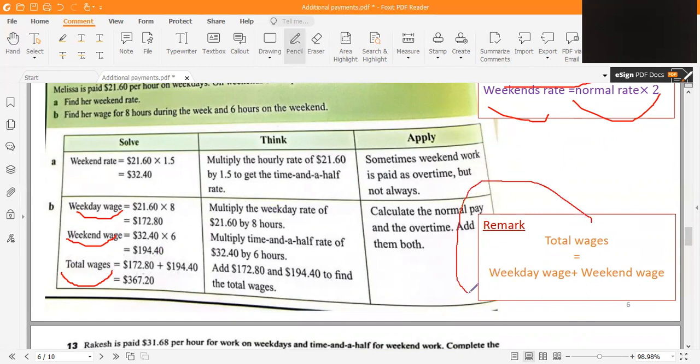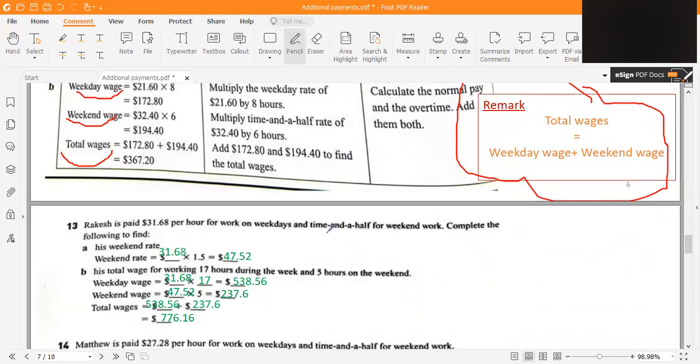Okay, as we wrote here. So in the following exercises, we can easily adopt these steps: first calculate the weekday wage, then the weekend wage, and add the two amounts to obtain the total wages.